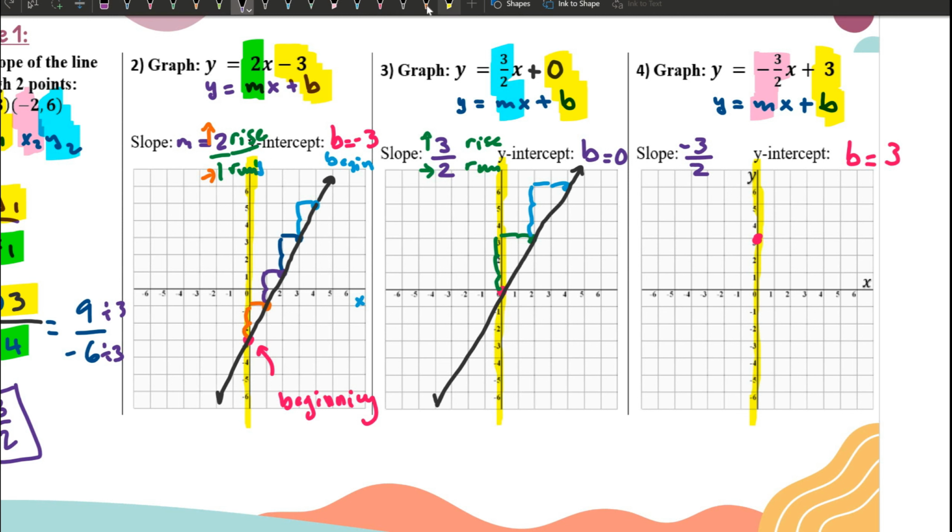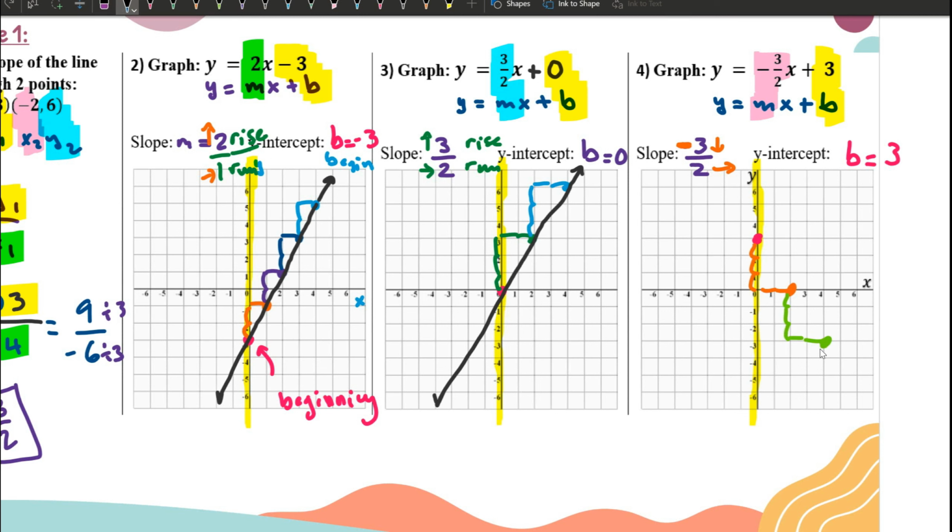Negative 3 over 2. So rise over run, but in this case, it's a tiny bit different. It's negative 3, so you go down instead of up. Any other problem was a positive number, so you go up. If it's a negative number, you go down. The 2 is positive, so you go to the right. So this time you're going to go down 3. 1, 2, 3. Over 2, 1, 2. 1, 2, 3. 1, 2.